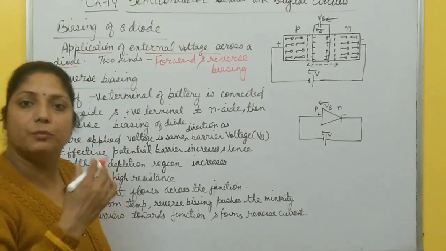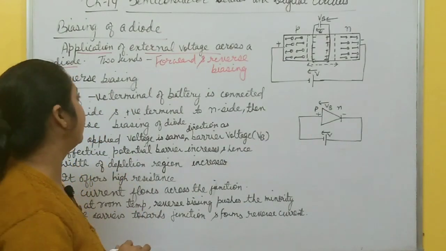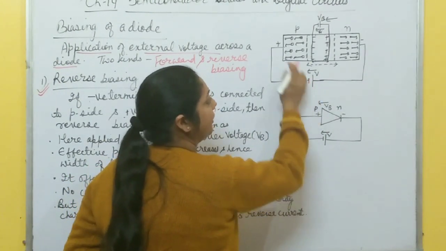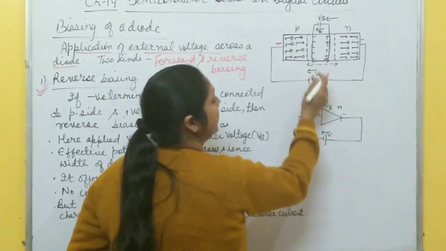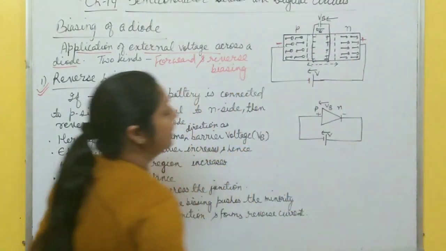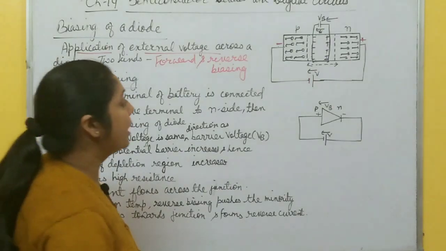Reverse biasing is opposite to that of forward biasing. In this biasing, the negative terminal of the battery is connected to the P side and the positive terminal of the battery is connected to the N side. Now due to this connection, what happens?